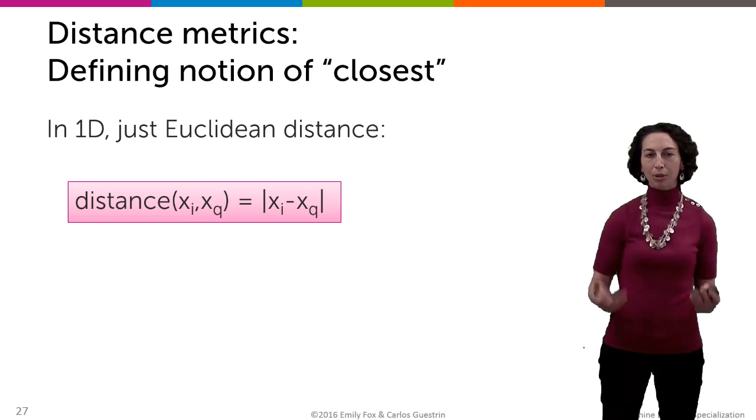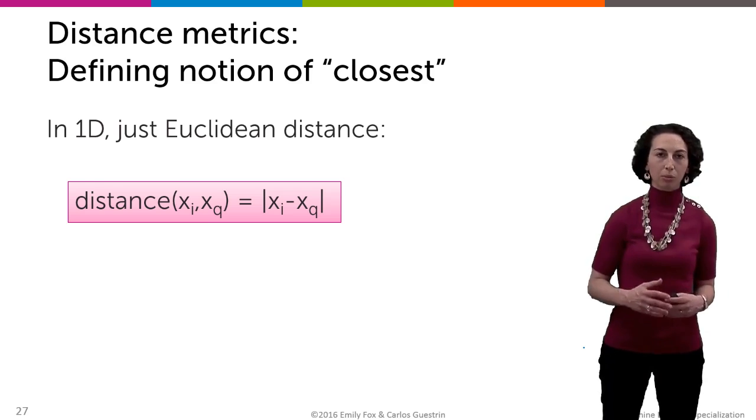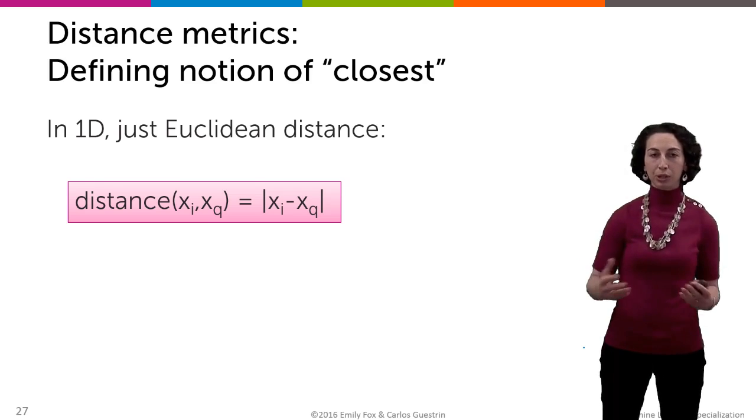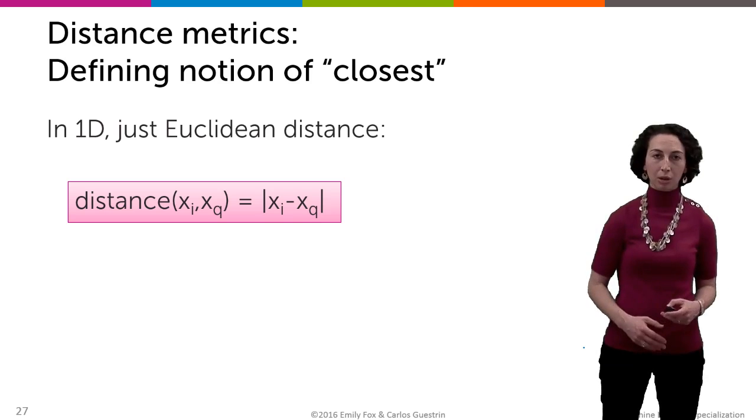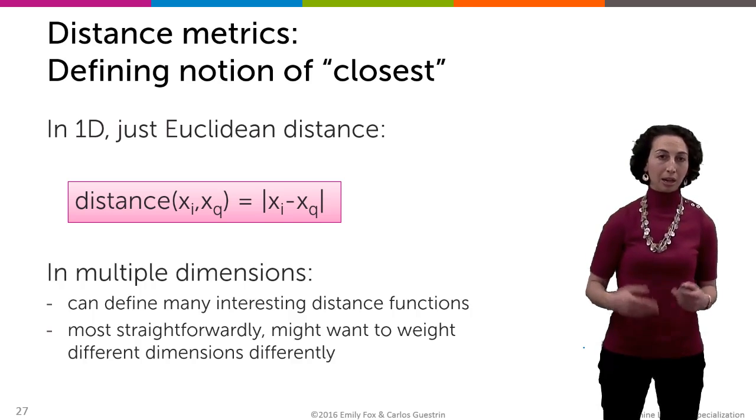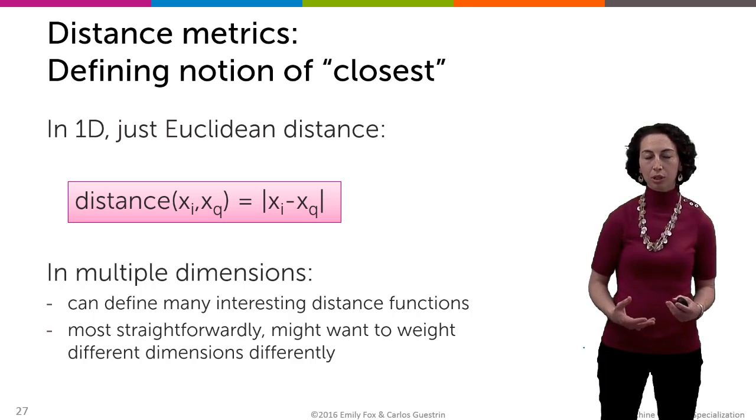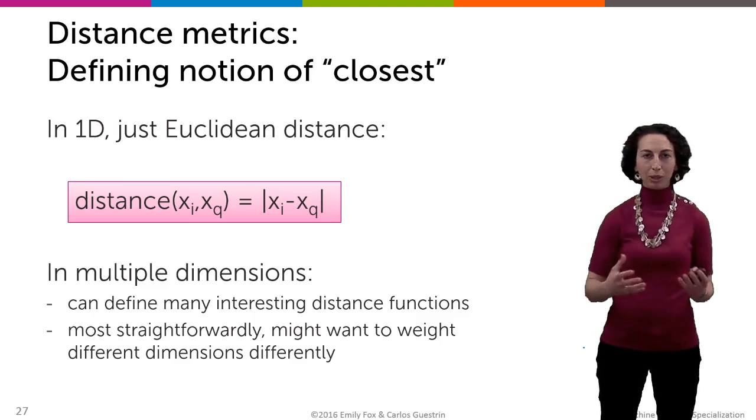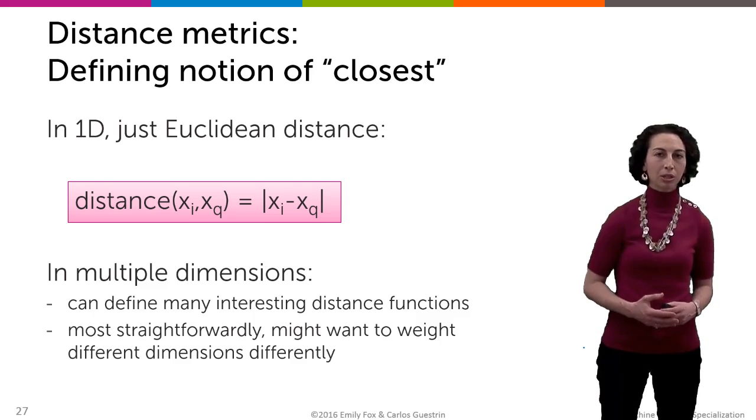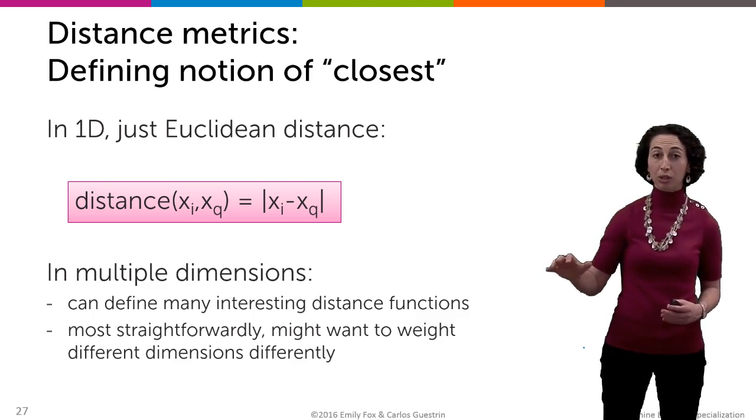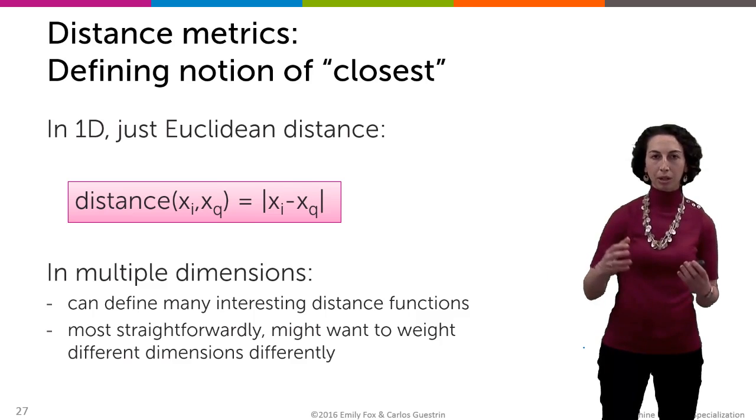And in almost all the scenarios that we're going to think about in this specialization, we're going to assume that we have multiple features or multiple different dimensions that we want to consider. And in this case, things get really interesting. There are lots of different distance functions we can think about using. Just one example of ways in which we can do interesting things in multiple dimensions is to weight the different dimensions differently. So we could think about putting different weights on different words in the vocabulary or different features that we might have.